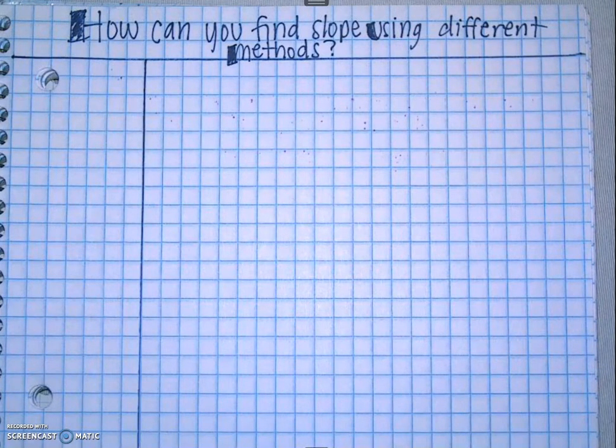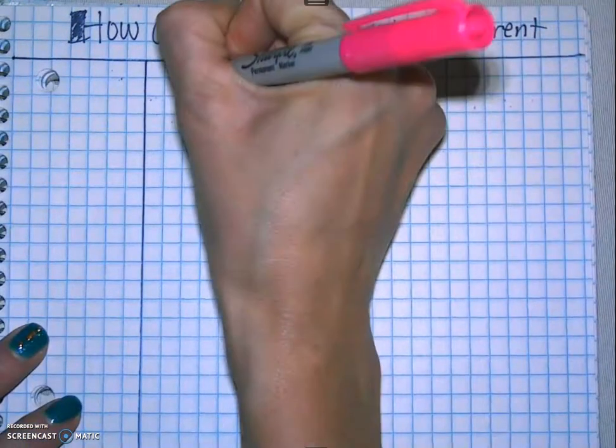So if you need to pause it, you can pause it. Make sure you have everything written down before you move on. Remember, these are your notes, and you can go at your own pace. So we're going to talk about some of the definitions of slope and how we can find them. So first off, let's talk about slope.